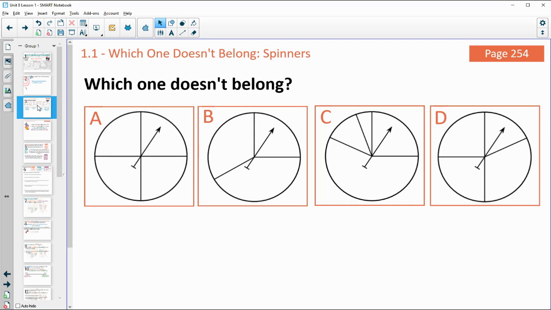On page 254, you will see these 4 spinners. Which one does not belong? So take a look at those, decide, write down your explanation, and then come back to the video.